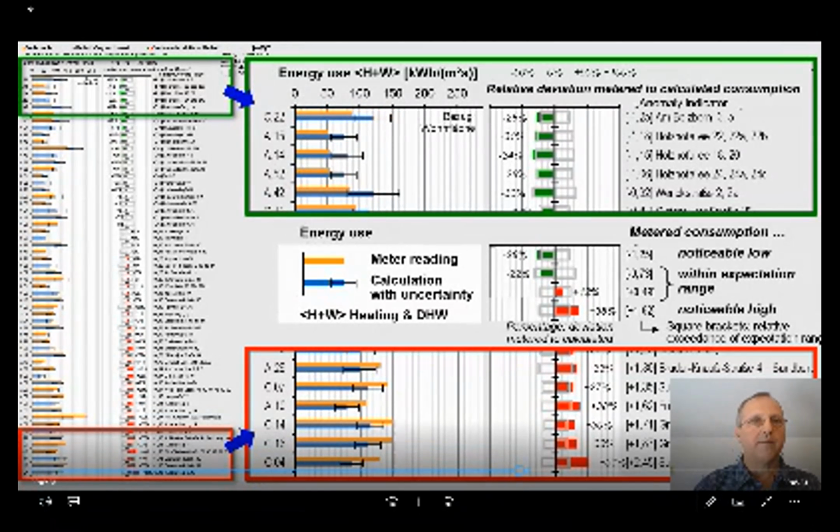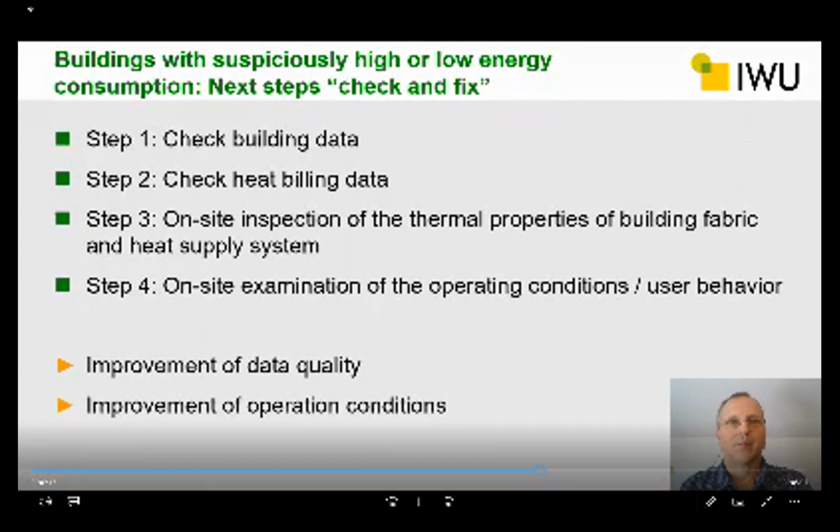We see that for most of the buildings here, the energy consumption lies within this expectation range, but for some not. And the idea of the project is now to have a closer look at these buildings because maybe there's something wrong. So now we can have a closer look at the buildings with suspiciously high or suspiciously low energy consumption.